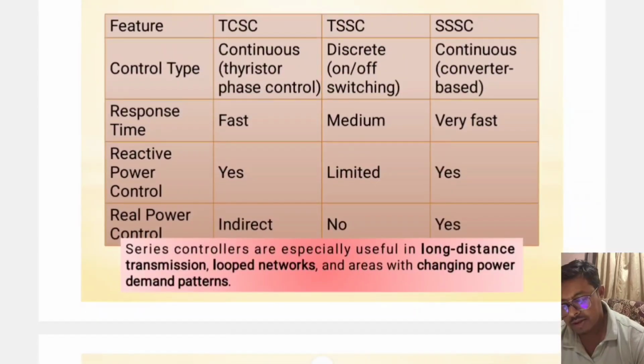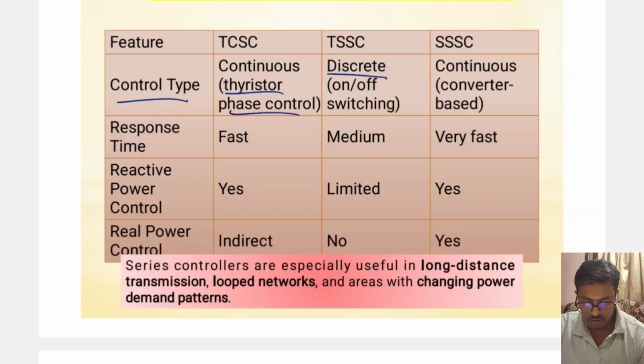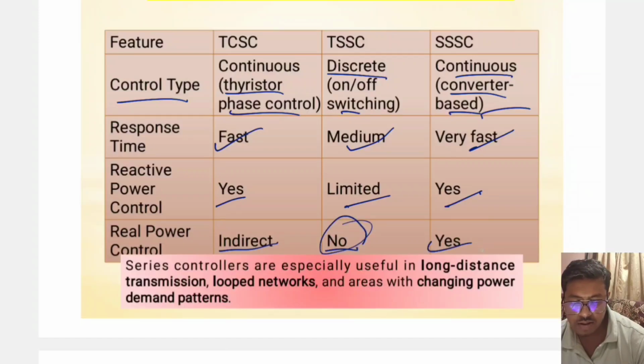Now if we see the comparison of these three controllers: the control types are continuous thyristor phase control, discrete on-off switching, and continuous voltage source converter based control. Response is fast, medium, and very fast respectively. Reactive power control is possible with the first, very limited with the second, and also possible with the third. Real power control is indirect, not possible, and possible respectively.